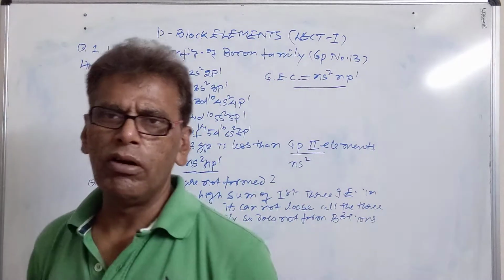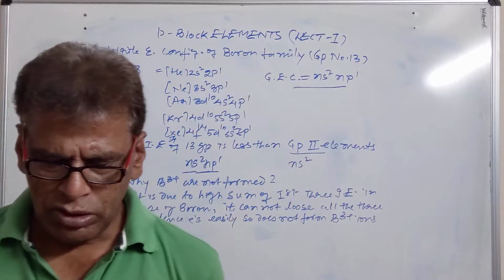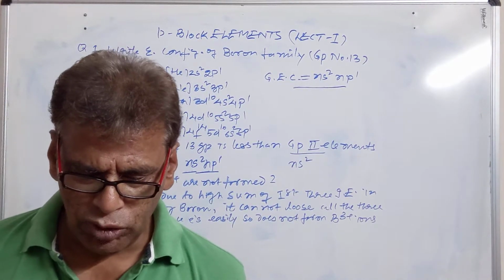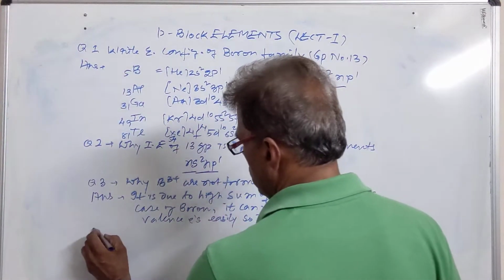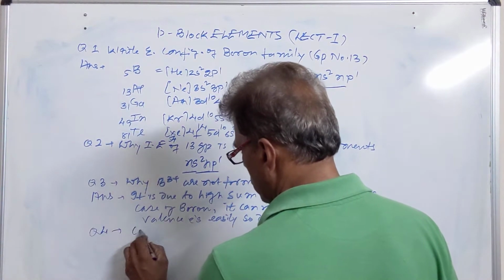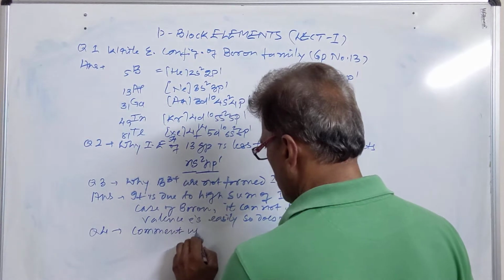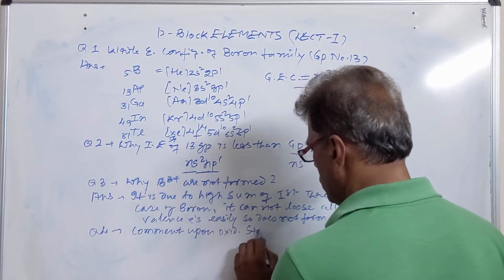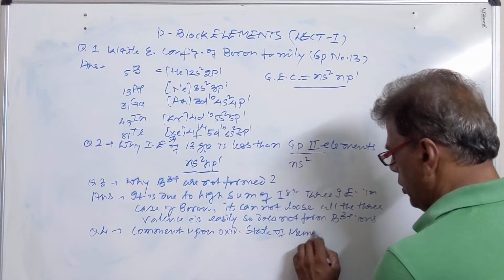Loss of all these 3 valence electrons is not an easy process, because that requires a large amount of energy. That's why boron family does not show this oxidation state. Then we have question number 4: comment upon the oxidation state of members of boron family.